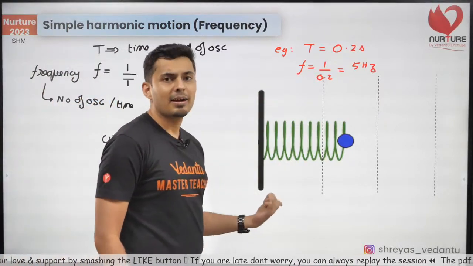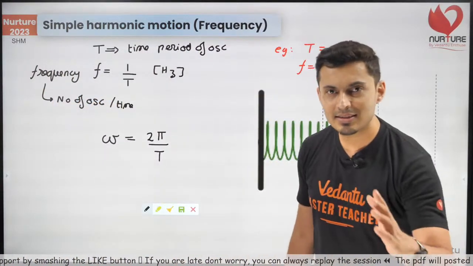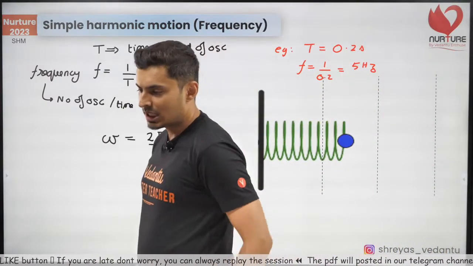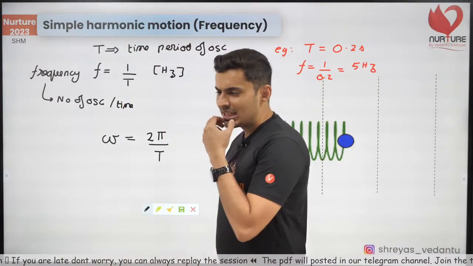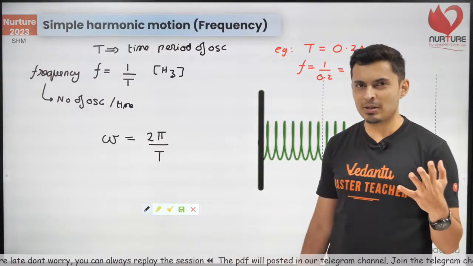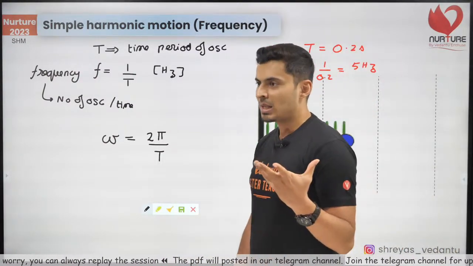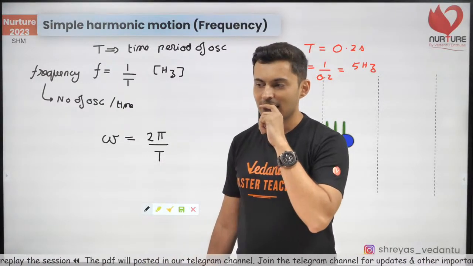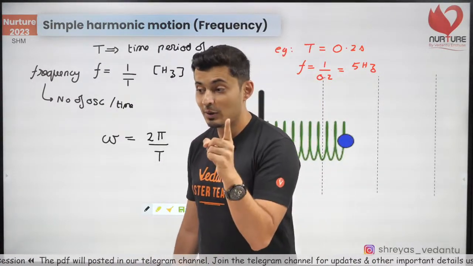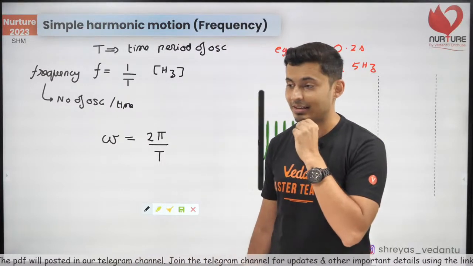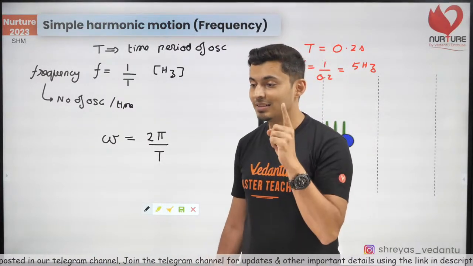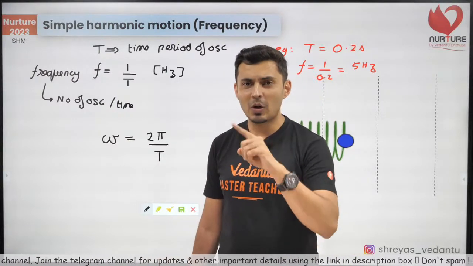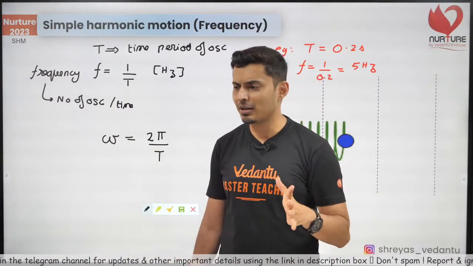Now does this ring a bell? Does this somehow ring a bell in your head? Think about it. Does it remind you of some chapter? Does it remind you of some theory which you have already studied? Angular velocity. Yes, Roshni says angular velocity. Correct. This was studied in circular motion. You saw angular velocity was 2 pi by time period.